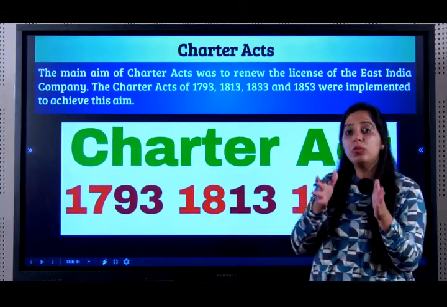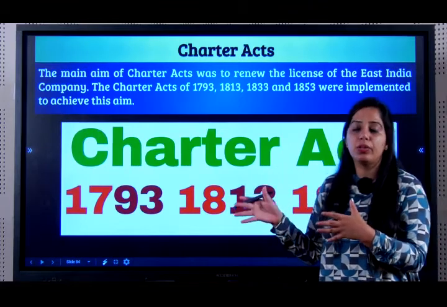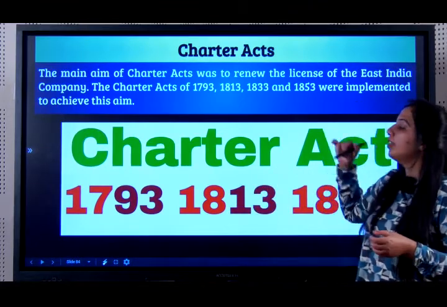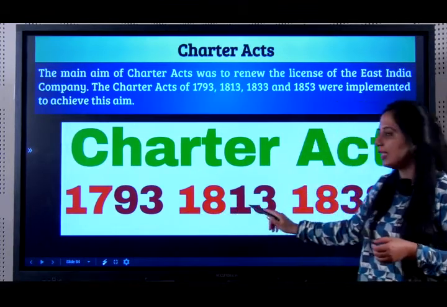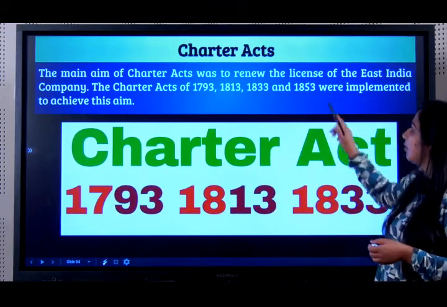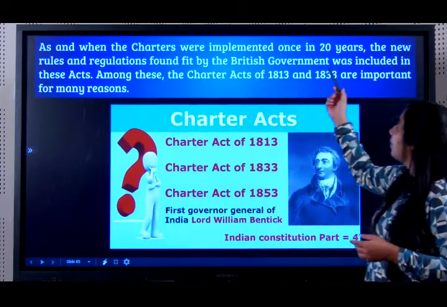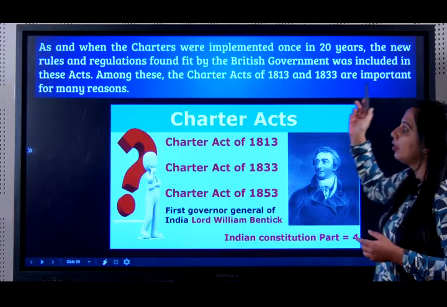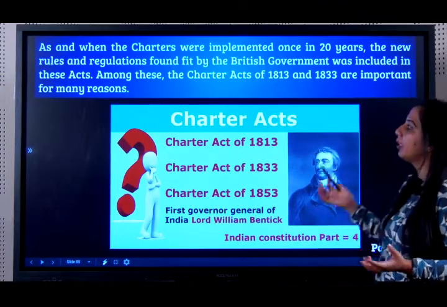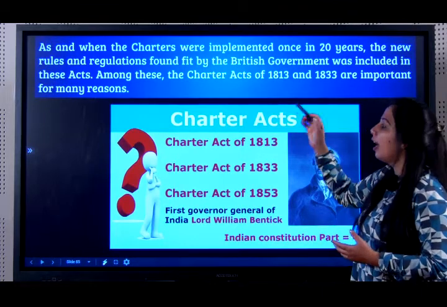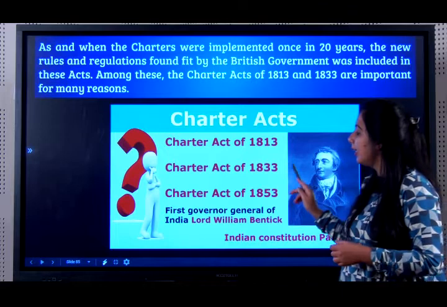So there were some rules the British government used to ask the English East India Company to follow. These were called the Charter Acts, the Charter Act of 1793, 1813, 1833 and 1853. As and when the charters were implemented once in 20 years, the new rules and regulations found fit by the British government were included in these acts. Among them, 1813 and 1833 are very important.